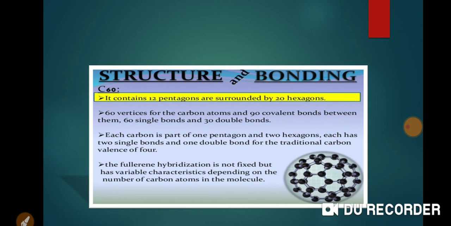Here is the structure and bonding of C60. C60 contains 12 pentagons, which are surrounded by 20 hexagons. Each carbon atom is a part of one pentagon and two hexagons. Each has two single bonds and one double bond, for the traditional carbon valence of 4. The fullerene hybridization is not fixed, but variable, depending on the number of carbon atoms in the molecule.